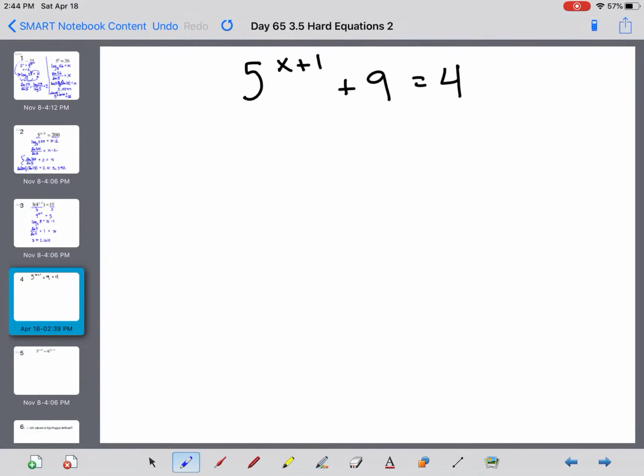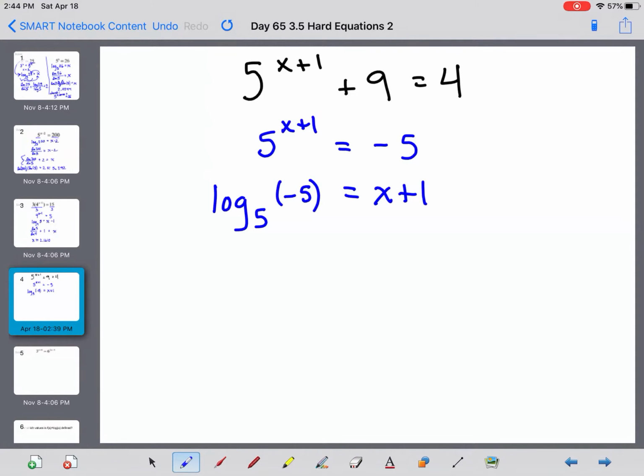Let's talk about what's happening with something like this. It's not crazy that we're adding a 9 on this side, just like the last one where we had to divide by 3. This one we're going to have to subtract the 9. But what happens here, if we try to put this in logarithmic form, we're going to have log base 5 of negative 5 equals x plus 1. This is not going to have a solution.